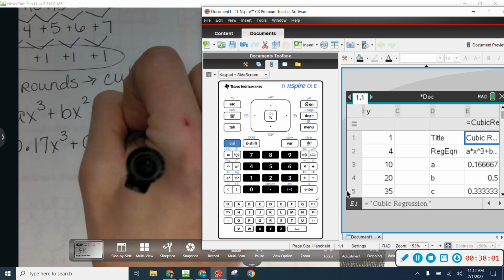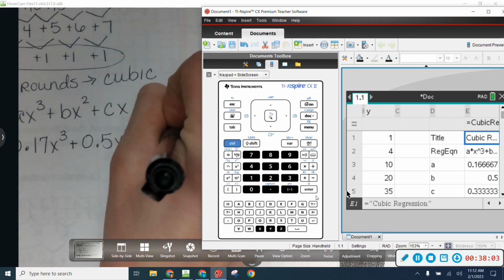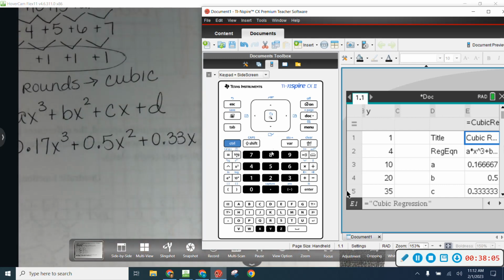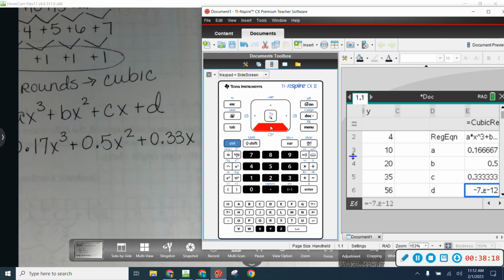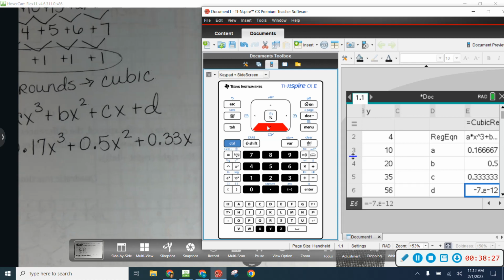So then my c is plus 0.33x. Now I'm going to have to scroll. Now, negative 7 with e to the negative 12. That e to the negative 12 is what? Times 10 to the negative 12. What is that? What's negative 7 times 10 to the negative 12 rounded to? 0. So you don't need it.